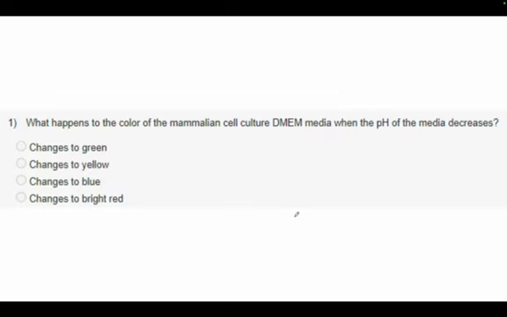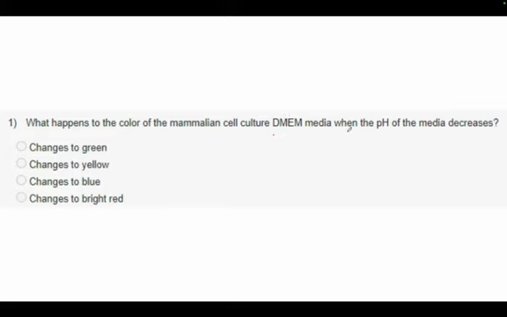So, that was the section on mammalian cell culture media. Now maybe we can discuss some questions related to that section. So, this question is, what happens to the color of mammalian cell culture media, DMEM? DMEM is a very common medium. It's called Dulbecco's Modified Eagle's Medium. This is a kind of basic mammalian cell culture medium. So it's asking what happens to the color of media when pH of the media decreases.